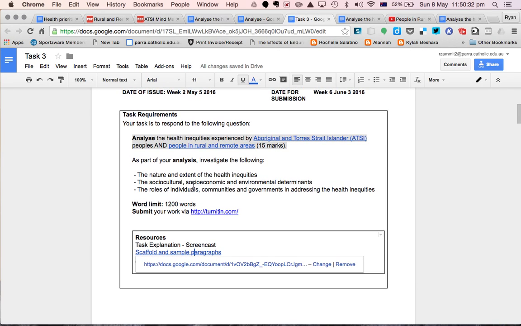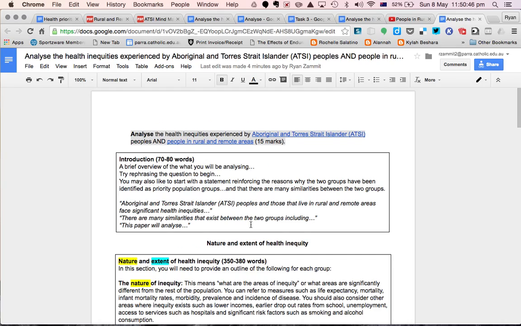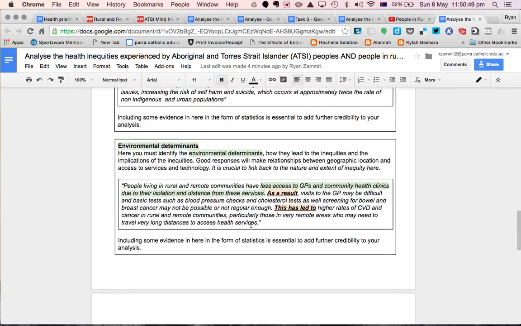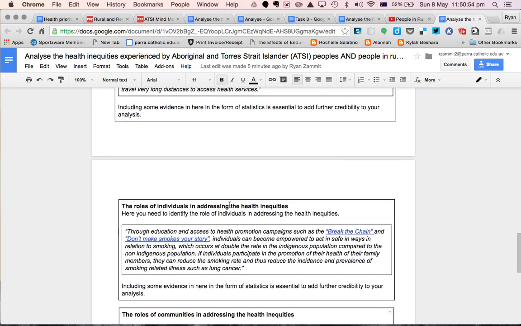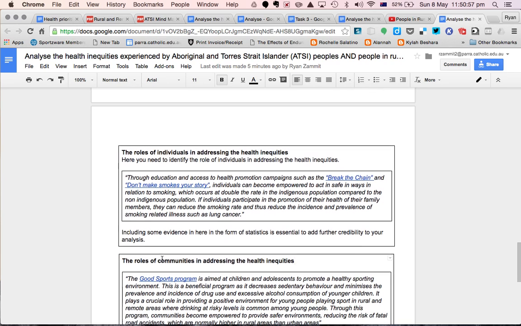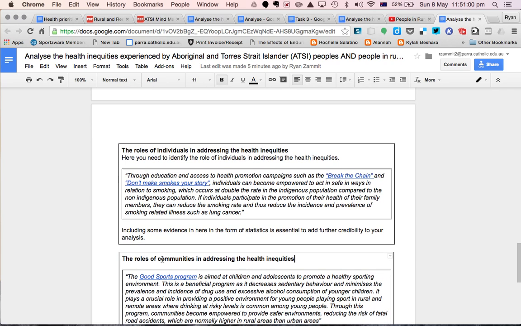So going back to the task, you can see the dot points are pretty clear there. The roles of individuals, communities and governments, you really need to identify what do individuals do to help to reduce the inequity. And if you go in and check out this scaffold again, you can see past all the information about determinants, there's also information here about the role of individuals. There's a little section there. What do individuals do? Individuals participate, they become empowered, they empower other people in their families, and so if they're able to empower others, then that's going to have an impact on smoking rates, for example.